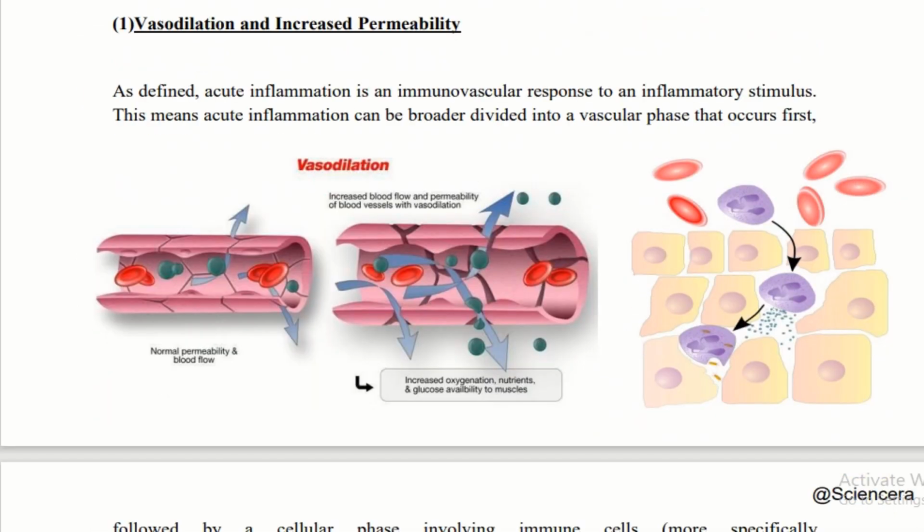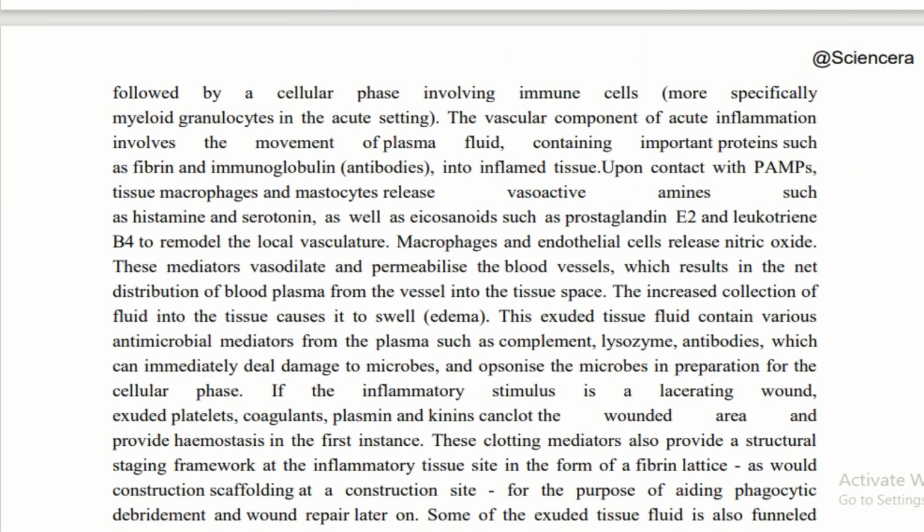Vasodilation and increased permeability. As defined, acute inflammation is an immunovascular response to an inflammatory stimulus. This means acute inflammation can be broadly divided into a vascular phase that occurs first. So, the first step in the diagram shows normal permeability and blood flow. Then there is increased blood flow and permeability of the blood vessels with vasodilation, and then increased oxygenation, nutrition, and glucose availability because of the vasodilation. So, acute inflammation, as we said, can be broadly divided into a vascular phase that occurs first, followed by a cellular phase involving the immune cells. More specifically, which cell is involved? Myeloid granulocytes in the acute setting.